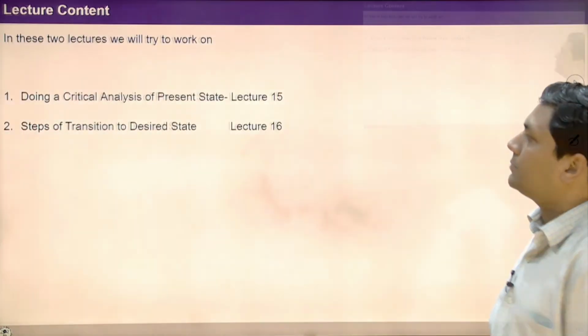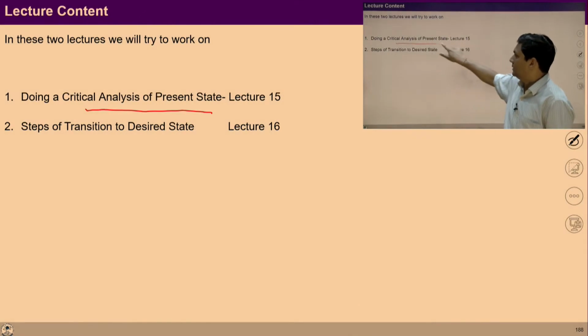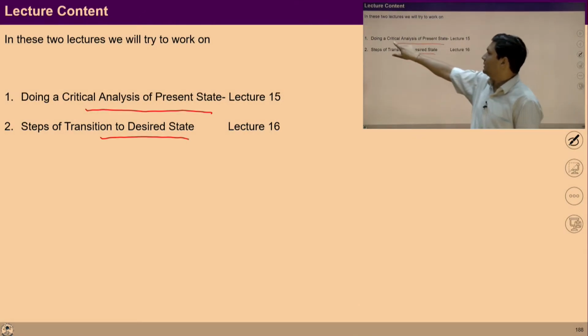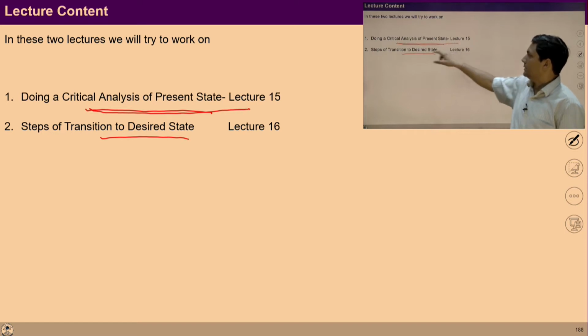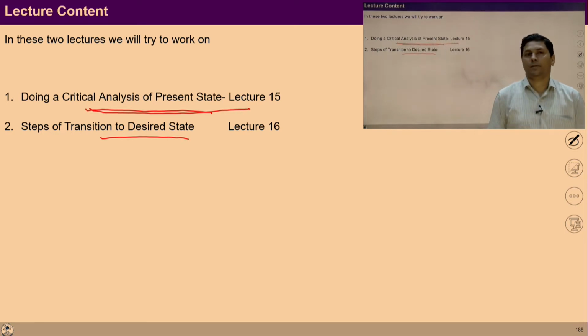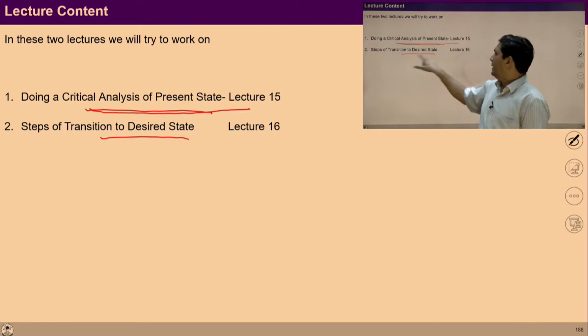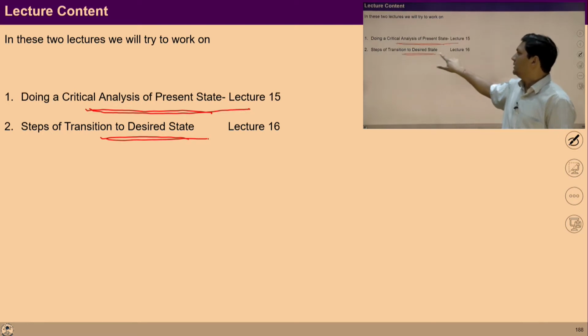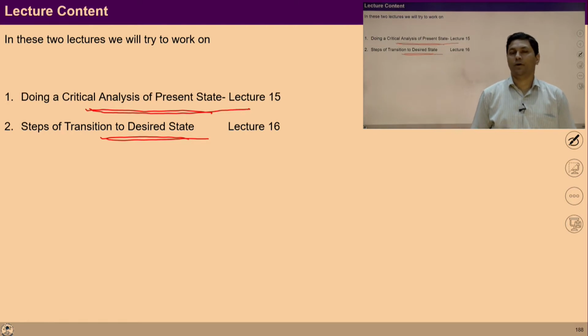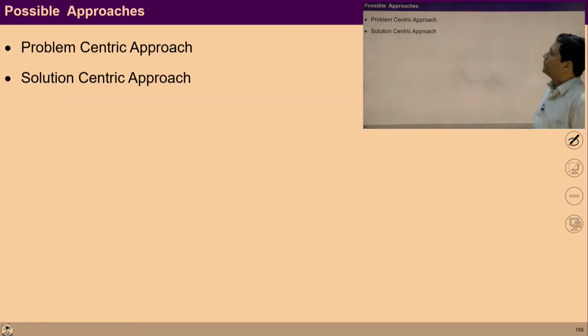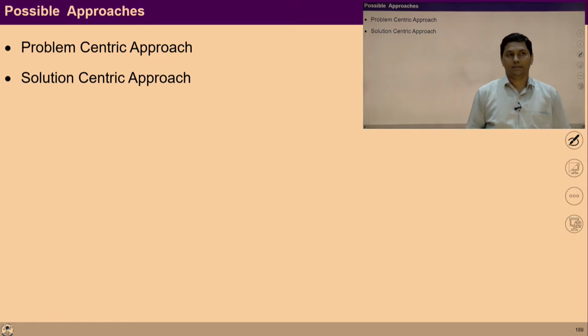So basically we are going to discuss 2 points. In this lecture, we are going to critically evaluate the present society. And in the next lecture, number 16, we will see the steps for transition to reach the desired state of the society. So one important thing is, in this chapter, we are going to critically analyze the present state.